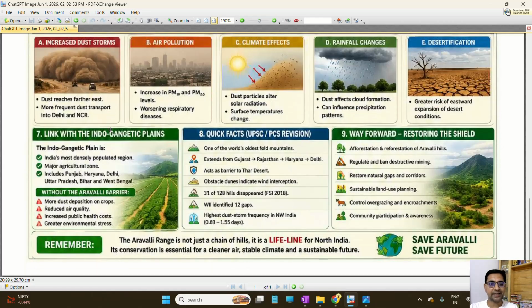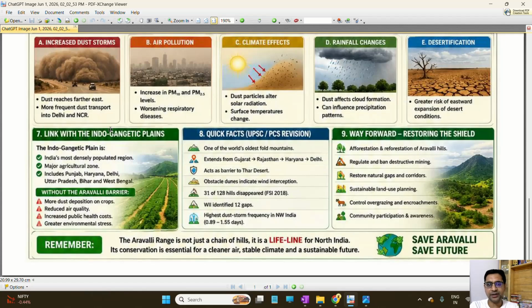Then desertification: a greater risk of eastward expansion of desert conditions. So how is it linked with the Indo-Gangetic Plain? The Indo-Gangetic Plain is India's most densely populated region. It is the most agriculture-heavy zone, including Punjab, Haryana, Delhi, Uttar Pradesh, Bihar and Bengal. If there is no Aravalli barrier, more dust deposits on the crops, it will reduce air quality, increase public health costs, and create greater environmental stress.